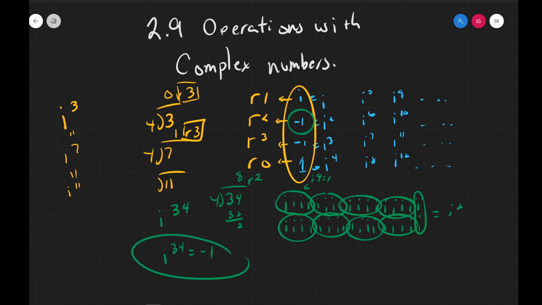Okay? So we can do this with any exponent of i. Just divide it by 4. Whatever your remainder is, as long as it lines up with one of these, it will tell you the actual value of that number.